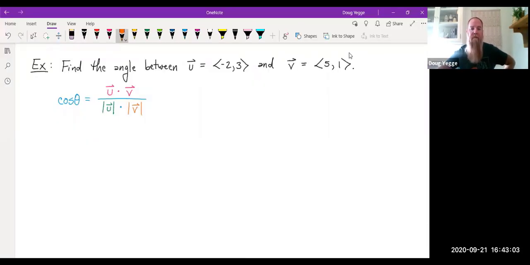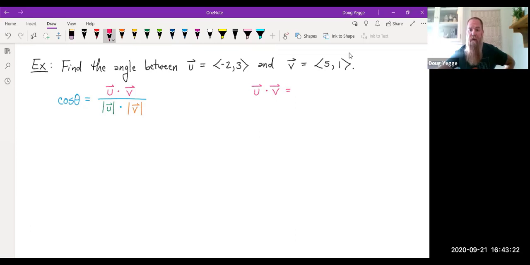For our last example, we're going to go ahead and try to find the angle between these two vectors. Now I'm curious as to whether or not these are orthogonal. So the first thing I'm going to do is take the dot product between the two vectors and determine if the answer is 0.